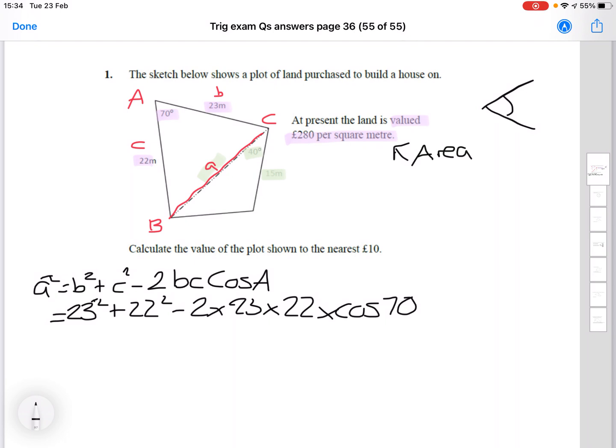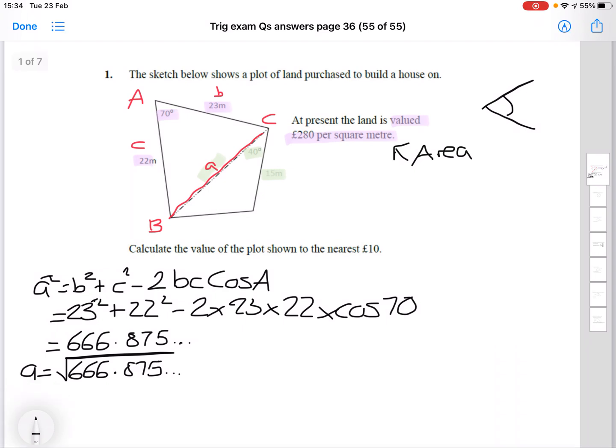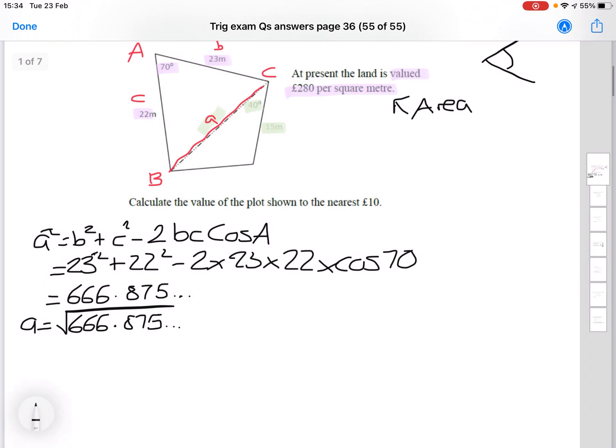So when you type all that into your calculator, you will get 666.875 and so on. So to get a, we would square root that last answer. Remember to use your answer button on your calculator. So for a, we are going to get a value of 25.8 metres.